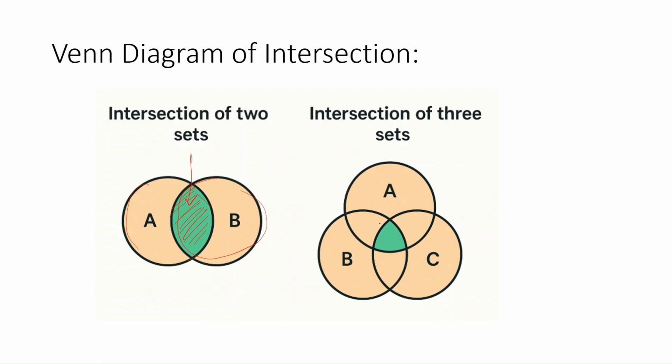In case of three sets, this is set A, this is set B, and this is set C. Now in this green region, all the three sets have their common portion. So this green region denotes the intersection of three sets. So these are the Venn diagrams of intersection. Now I think you have a clear idea of what the intersection of sets is and how we represent intersection via Venn diagram. So that's it for today.